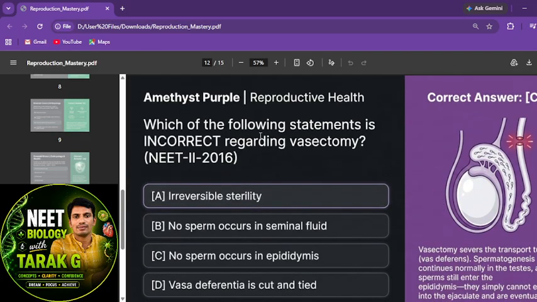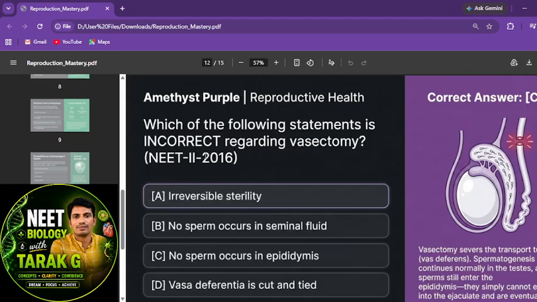Next one. Which of the following statements is incorrect regarding vasectomy? Vasectomy, the vas deferens in males, right? It was asked in 2016. Irreversible sterility. They asked for the incorrect one. Incorrect means we should find the wrong one. Irreversible sterility, right? No sperm occurs in the seminal fluid, because it won't come out. No sperm occurs in the epididymis. Vas deferens is cut and tied.